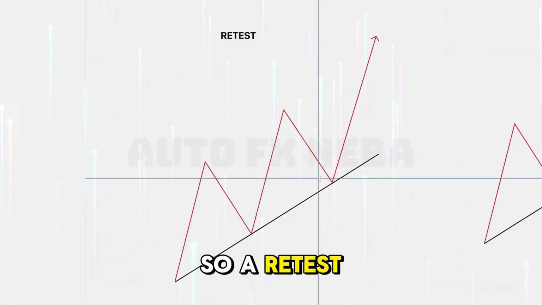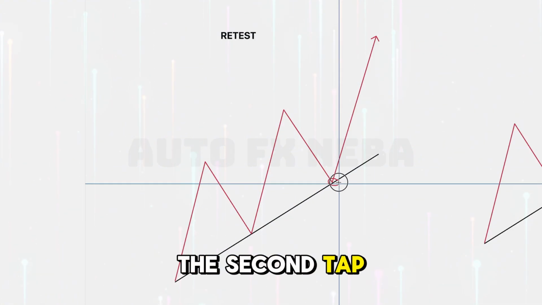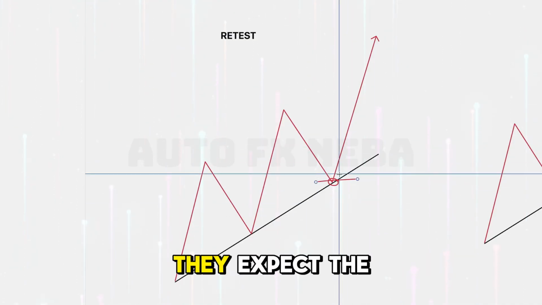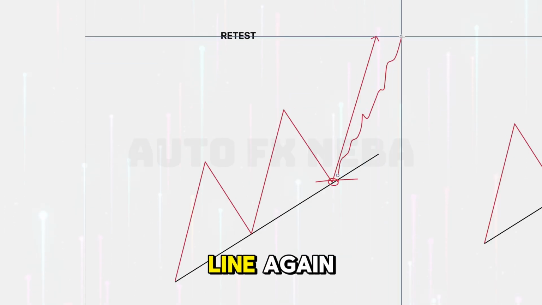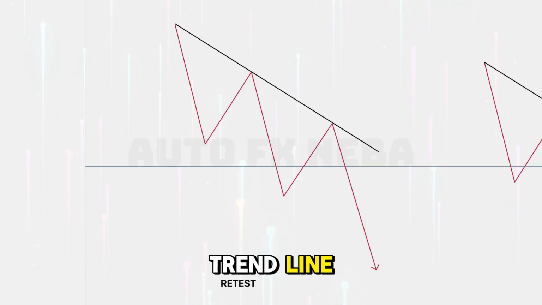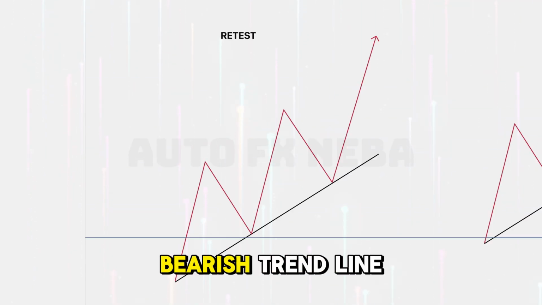So a retest is simply after the 2nd tap. Any further taps of the trend line, traders will look to buy. They expect the market to react from the trend line again and continue moving to the upside in the case of a bullish trend line, or to the downside in the case of a bearish trend line.